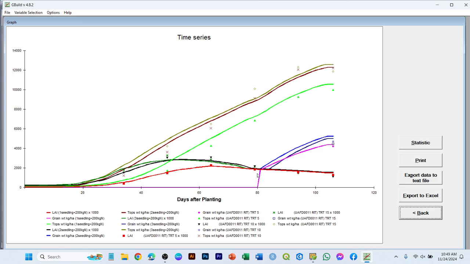Okay. So this is your tops weight, your LAI, and grain. So this is your grain yield.